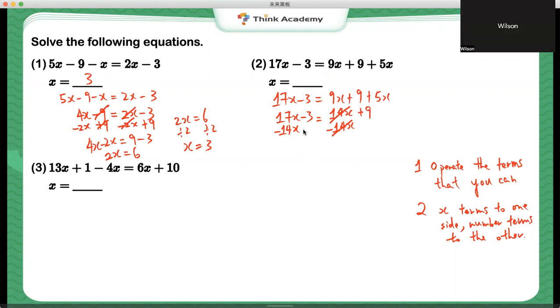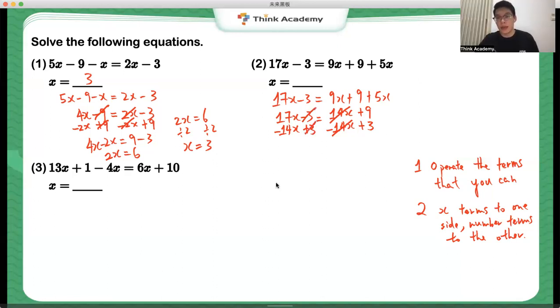So I don't want any number terms on the left-hand side now, which means I just cancel out the number term on the left-hand side and do the same thing on the right-hand side, which is adding 3. So now I don't have any number terms on the left-hand side. I don't have any x terms on the right-hand side. So let's copy down what's remaining. 17x, take away 14x is equal to 9 adding 3.